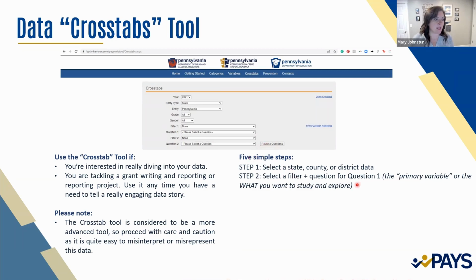So question 1 is what we call our primary variable. First you start with a filter, and then that filter is going to help you identify the questions that feed into that topic area. All of the filters are set up by categories. So the same categories that you saw in the category tool and the variable tool are what you're going to see here that will allow you to filter.